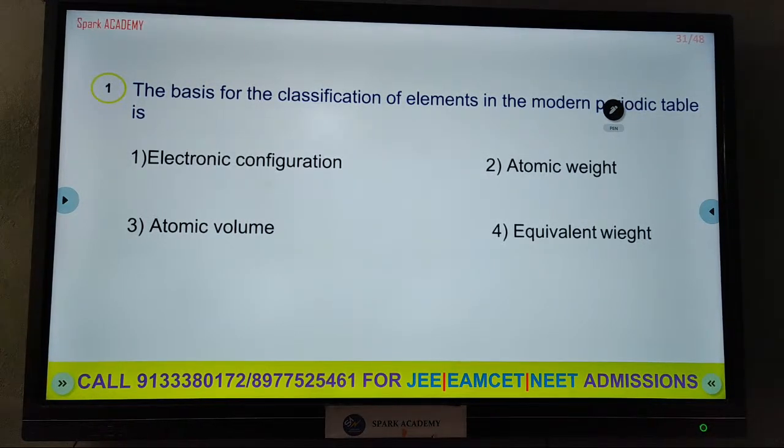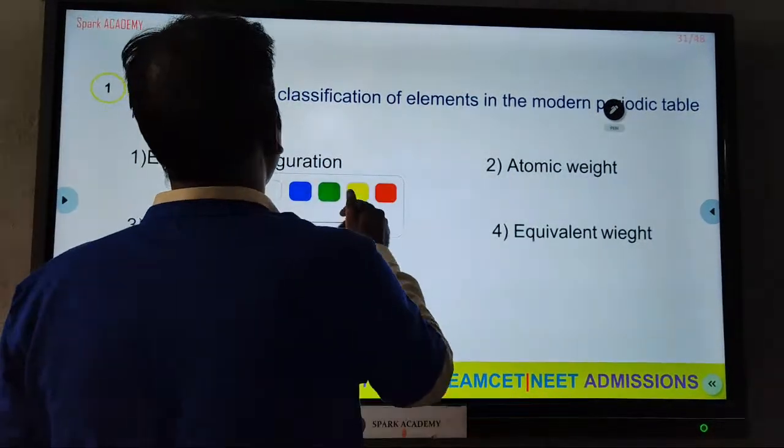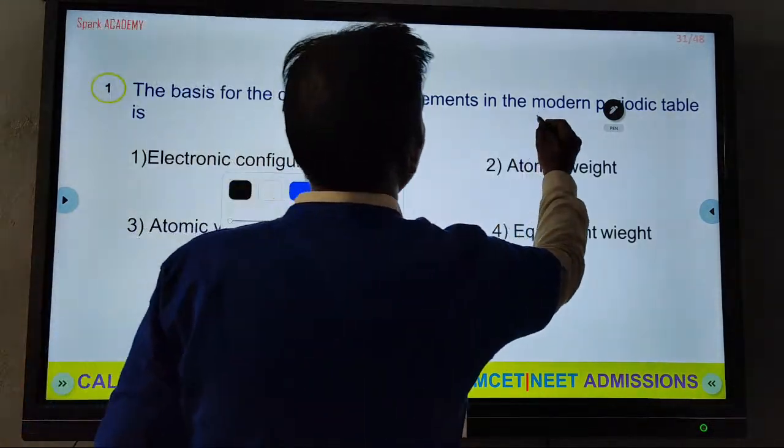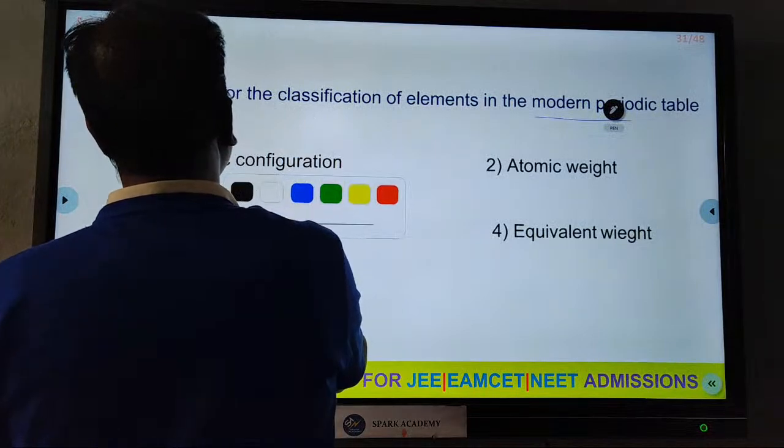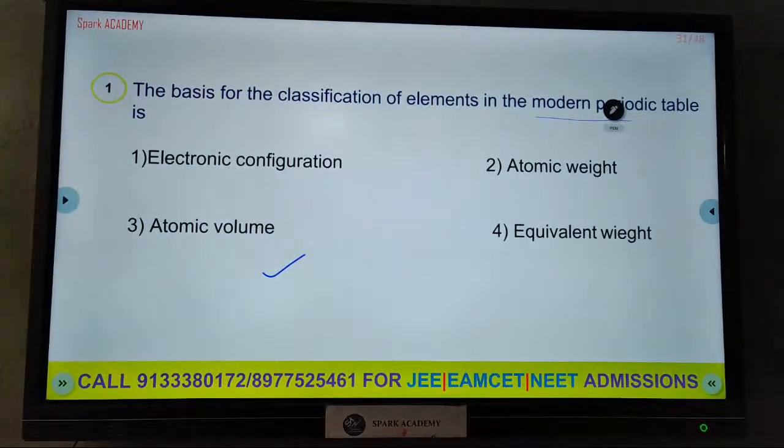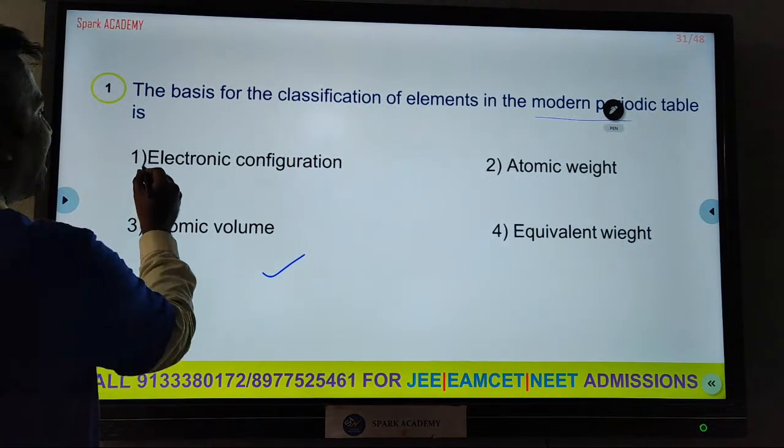Next, after learning these periodic properties of the elements, we see what type of questions we expect in the JEE Mains. In the first question, the basis for the classification of elements in the modern periodic table. Today in this session we learned first the Mendeleev periodic table, then the modern periodic table, and after that the long form of the periodic table. But here the question is asking regarding the modern periodic table. So in this modern periodic table, what is the base? The base is electronic configuration.